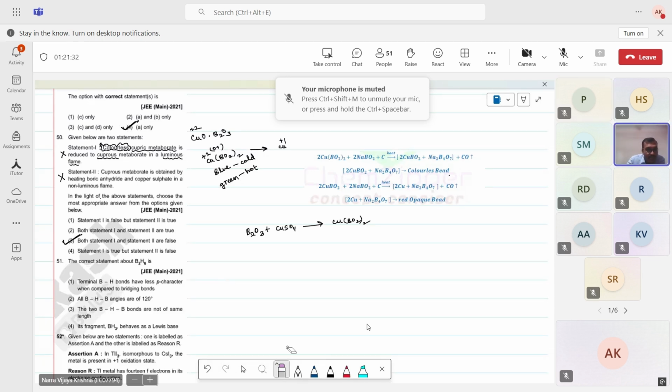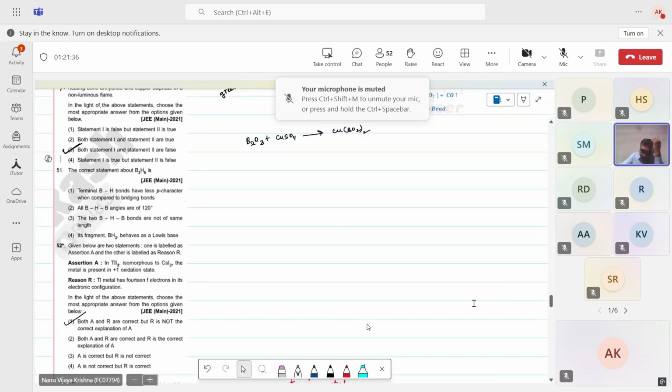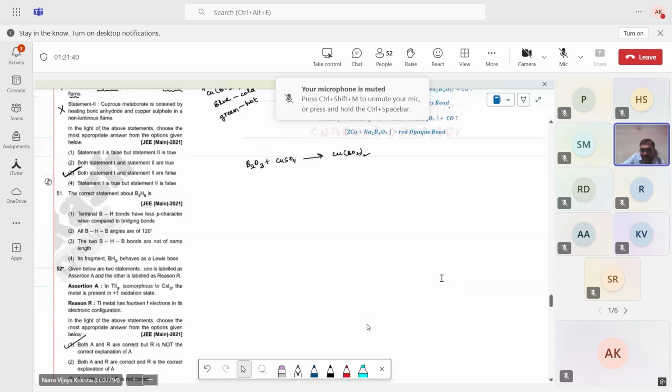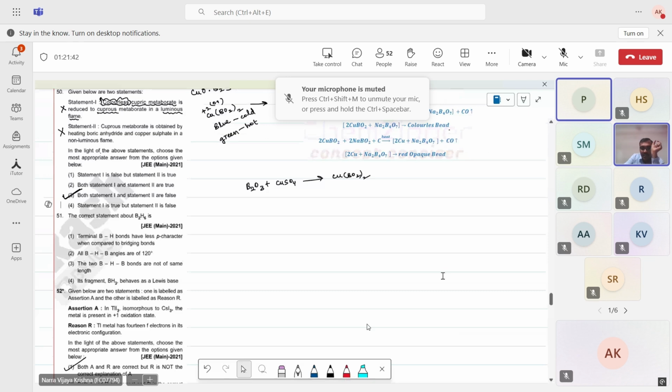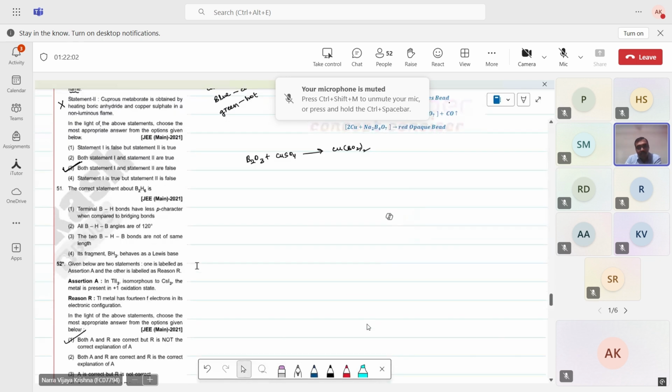Next question. Is it clear? Question number 50. Which is the hottest part of the Bunsen burner? Which is the hottest part? The middle part, right? If I consider this as the total flame region, this part will be the hottest, right? Now leave this. Now come to the next question.